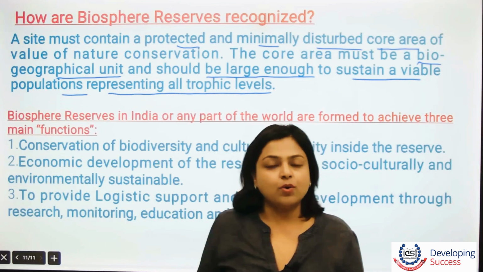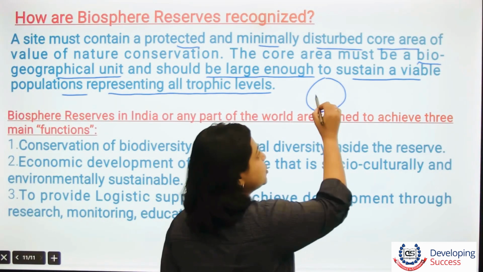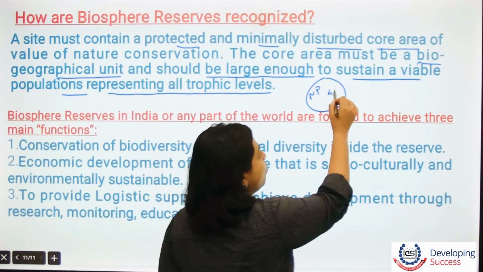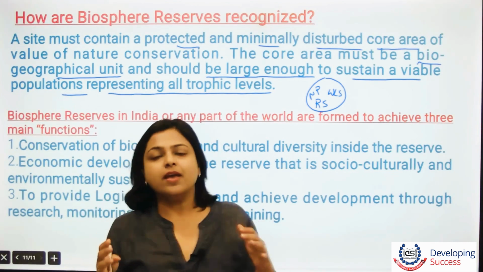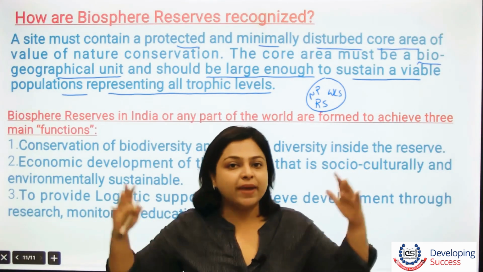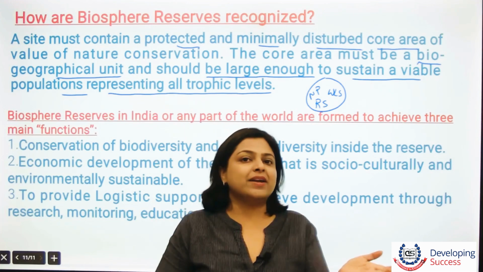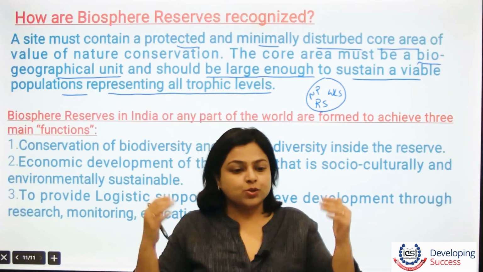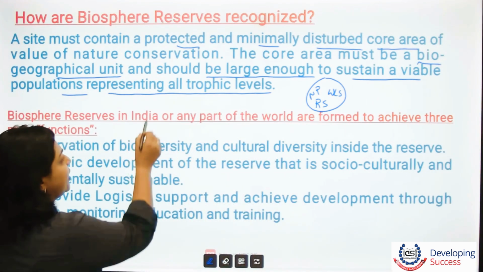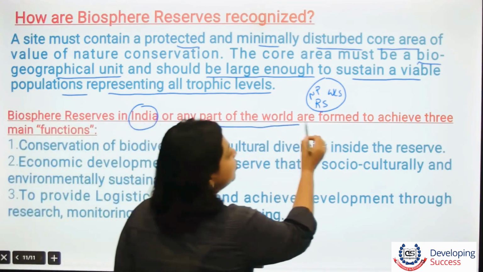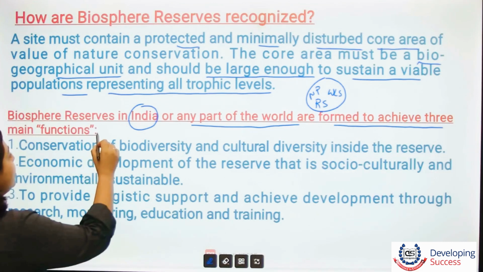So let me tell you, the biosphere reserve is a big unit in which many national parks, wildlife sanctuaries and Ramsar sites can be located. Okay, so a biosphere reserve is a big area which may contain one or two national parks, or maybe one national park and two wildlife sanctuaries. So it is a bigger unit. Okay, now biosphere reserves in India or any part of the world are formed to achieve three objectives. Okay, three main functions.